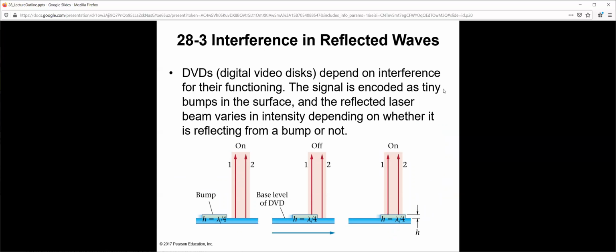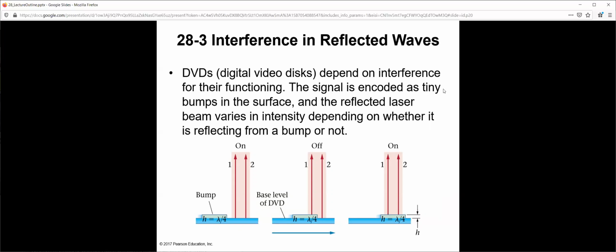DVDs depend on this interference for their functioning. The signal is encoded as essentially tiny bumps on the surface, and the reflected laser beam varies in intensity depending on whether or not it is reflected from a bump. Kind of cool. It's also why if you scratch a DVD, it doesn't work, because it doesn't know how to read the data, because it's not reading the data as expected, right?